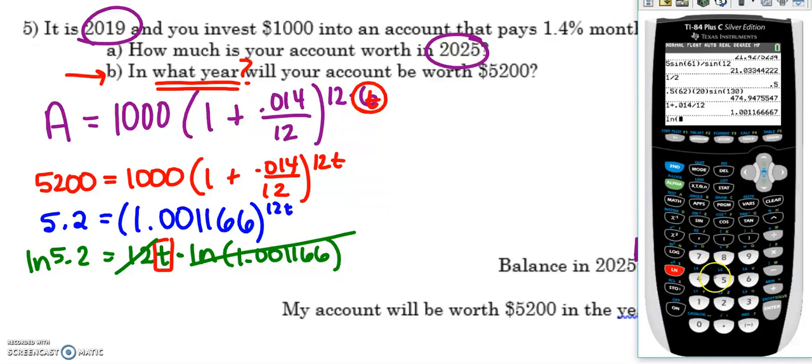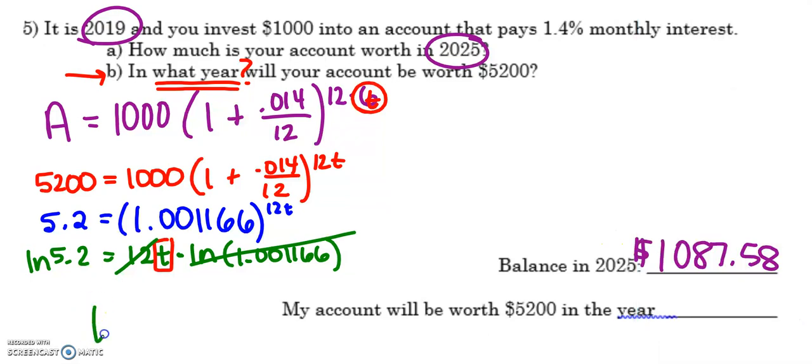So we've got natural log 5.2. We're going to divide that by 12. Then we're going to divide that by the natural log of, well, I'm actually going to go up and grab my answer so I get as many decimals as possible. So you get t is 117.